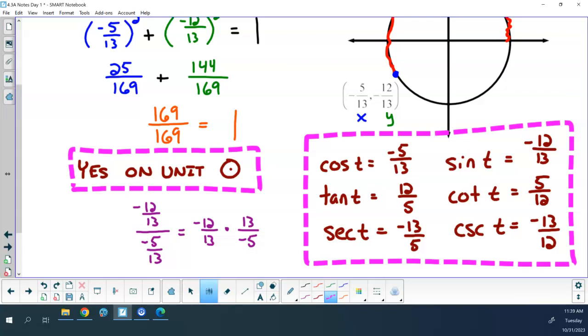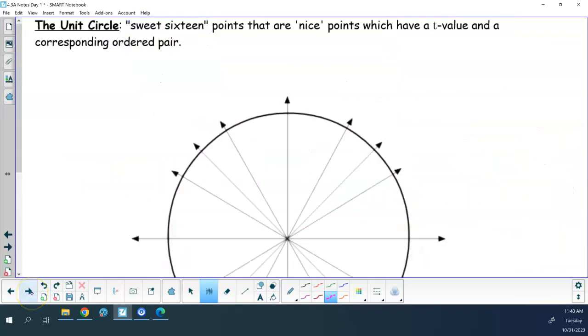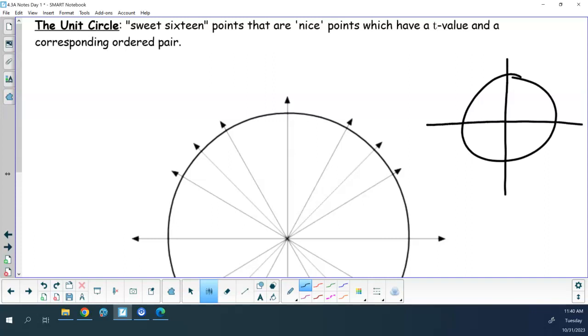Okay. This only works if you prove that your point is on the unit circle. If your point is not on the unit circle, you can't do any of this, because those relationships only hold on the unit circle. Okay? So let's build ourselves a unit circle. Here is where you need a fresh, brand new piece of paper. In the very middle of your piece of paper, you are going to need to draw yourself a big old circle. And then you're going to cut it in quarters.